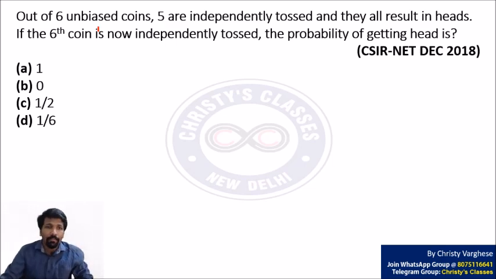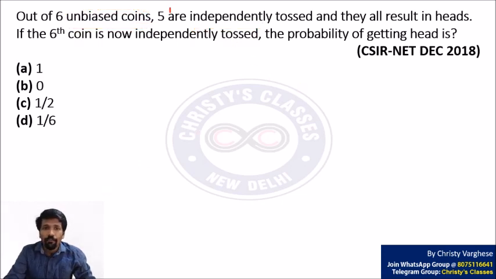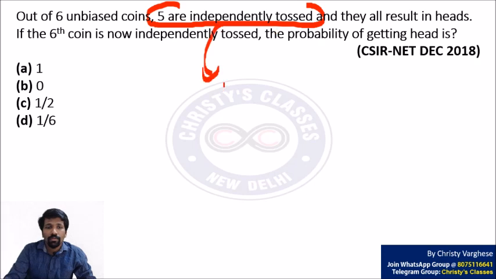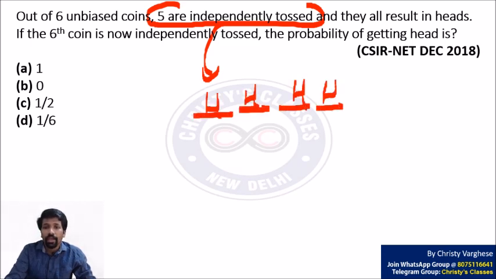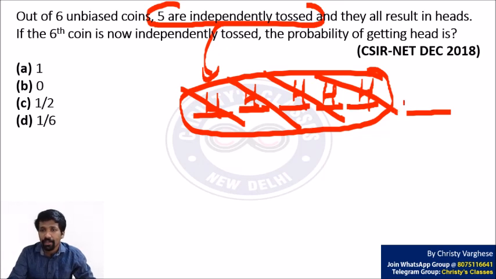But in this question it is a normal unbiased coin. Independently tossed means one result will not depend on the other. So 5 coins are already independently tossed, which means 5 times you are getting head: head, head, head, head, head. All 5 times head is occurring. What is the probability of getting head the 6th time? That is the question. These 5 heads that occurred, we cannot change at all. That already happened.